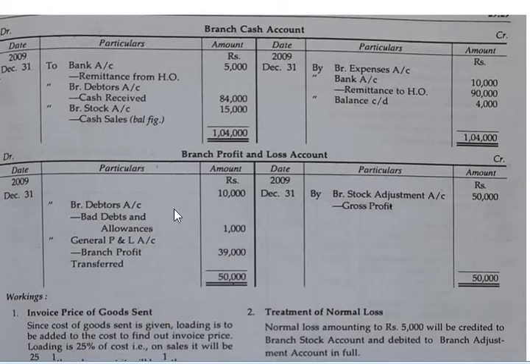Then the next ledger is the branch profit and loss account. So this has been a cross entry or cross transfer from the branch adjustment account, that is the gross profit of rupees 50,000. Then this 10,000 is the branch expenses account, so you can write here to branch expenses account for rupees 10,000. Then the branch debtors account for bad debts and allowances, which has been a cross entry for rupees 1,000. And since the credit side is greater than the debit side, the remaining balance will be your net profit, which has been transferred to the general profit and loss account.